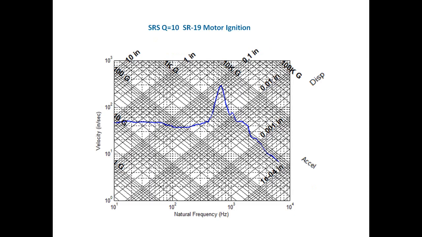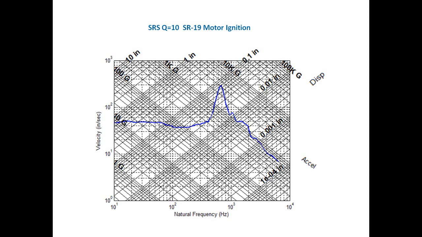But here's the tripartite SRS, Q equal to 10, for the SR-19 motor ignition as measured on the forward dome. So we have the velocity in inches per second and the natural frequency in hertz. And then this peak gets up to about 300 inches per second, which is clearly a severe shock event.